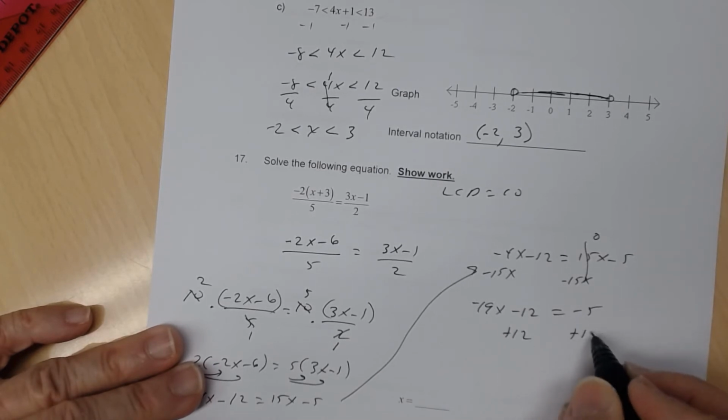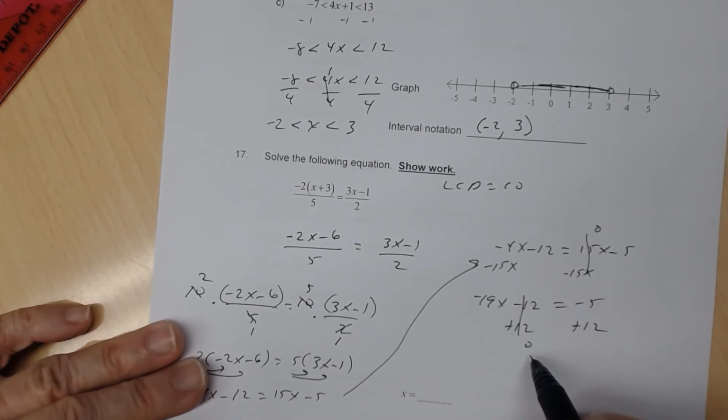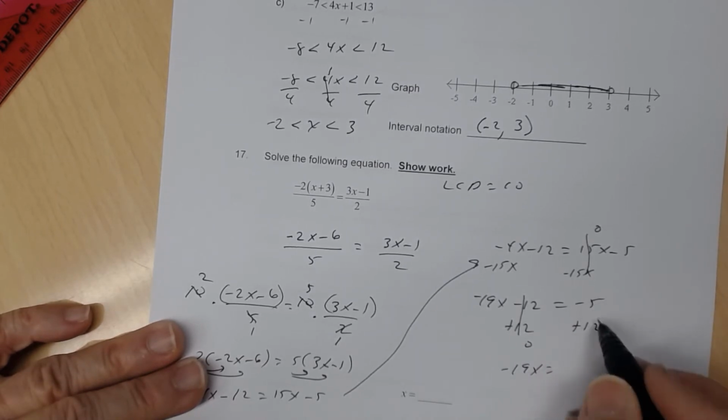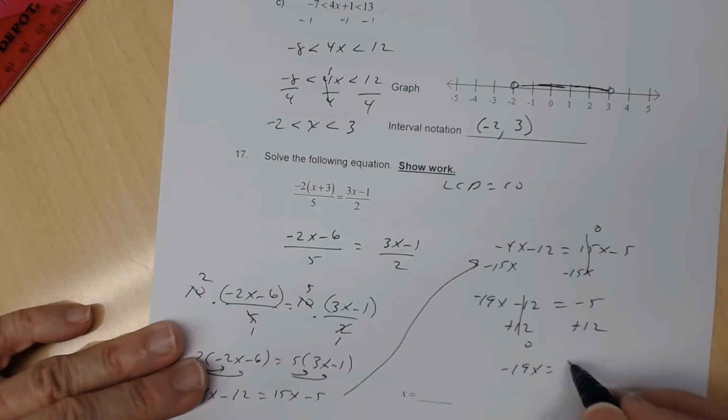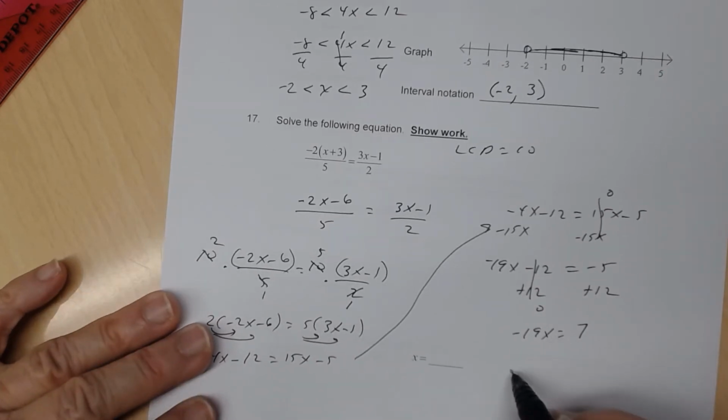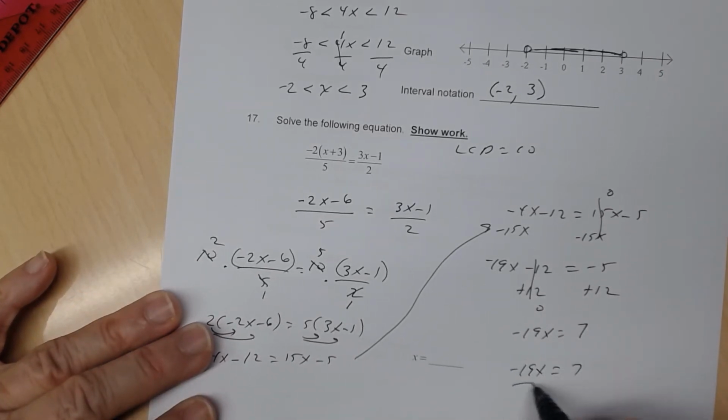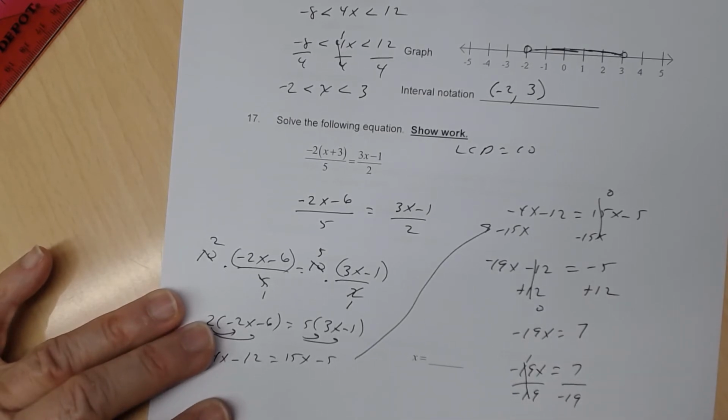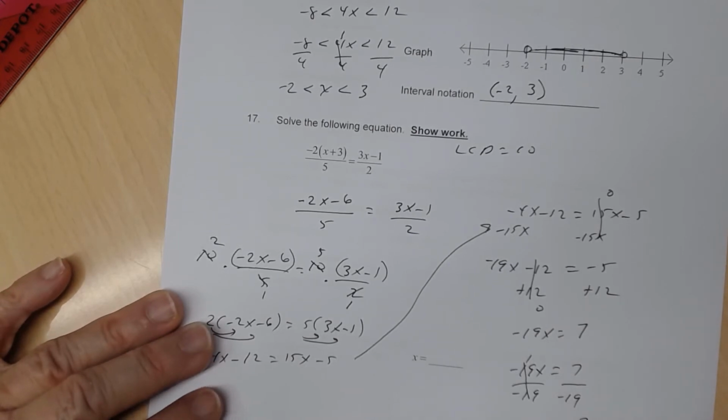Adding 12 to both sides. Combining like terms. That's 0. And we get negative 19x equals, that's going to be 7. Then divide both sides by negative 19. I get x equal negative 7/19. Okay? So negative 7/19.